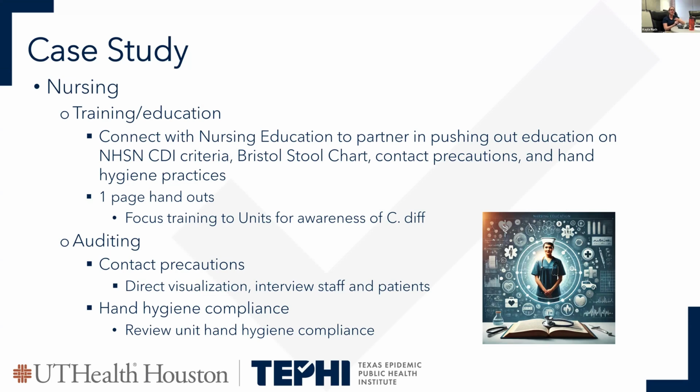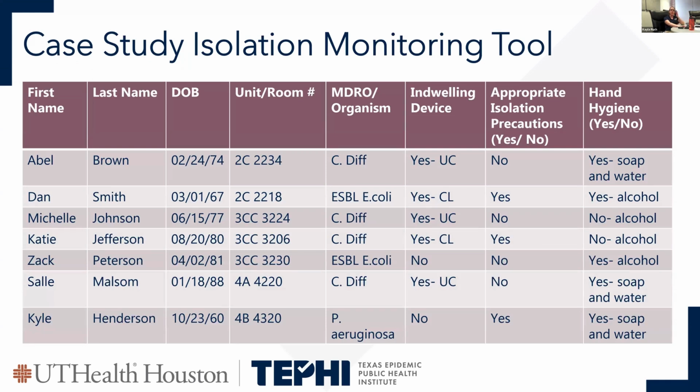And then after you do training and education, you want to do auditing to make sure that the training and education was done appropriately and effectively. That means looking at contact precautions and hand hygiene compliance, so you can audit this practice. There are plenty of tools. You can make your own spreadsheet to take on rounding, but you want to look at how your isolation and hand hygiene are being performed.